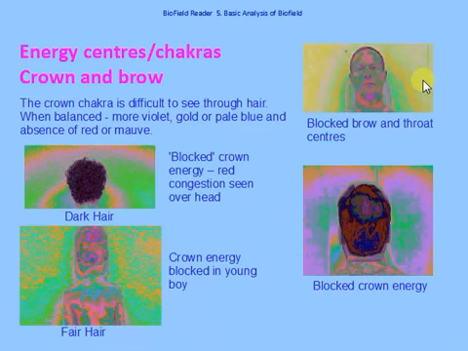Up here we've got a man who's got a blocked brow chakra shown by this congested red pool, and he's also got a congested throat. We can see that by the circle of light here and around the neck.